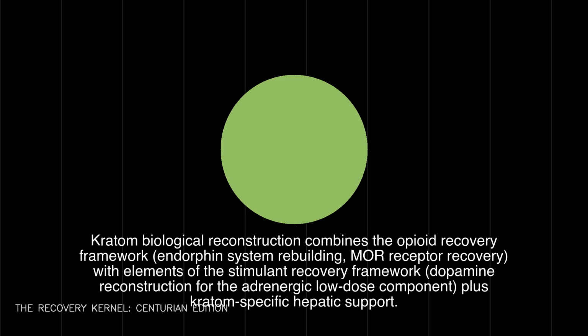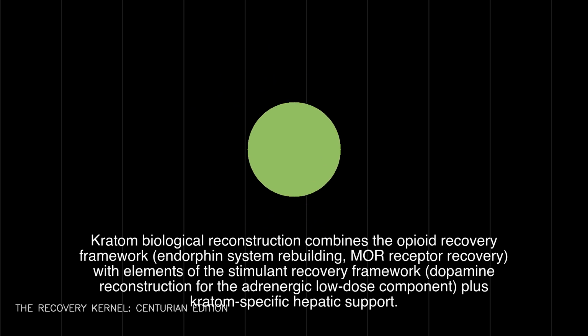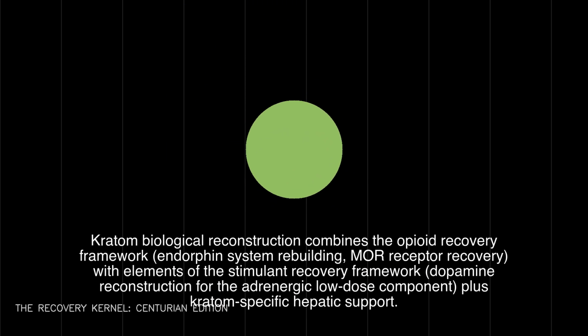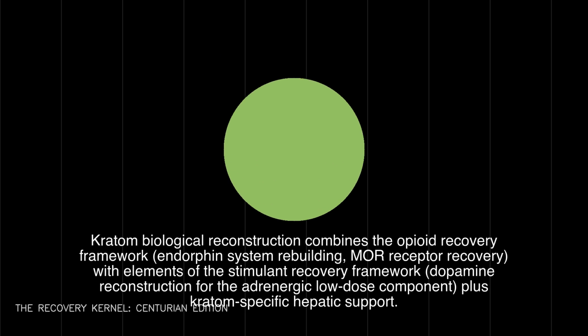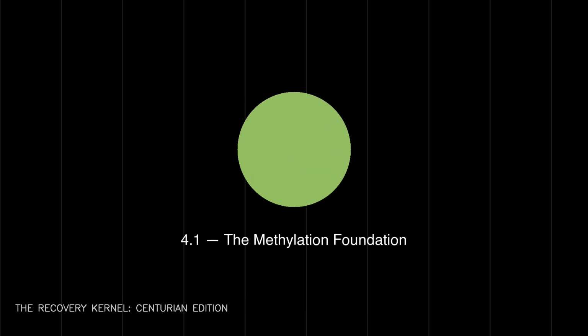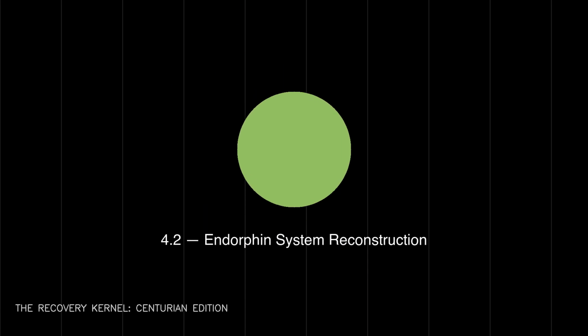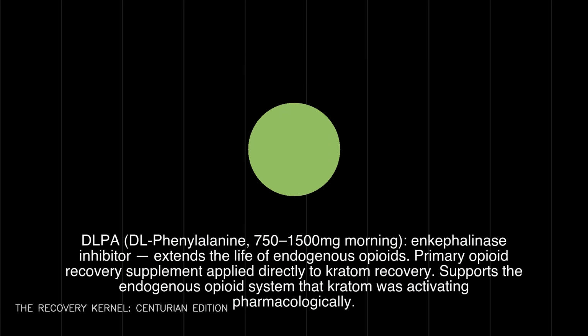DLPA, D-L-phenylalanine, 750 to 1,500 mg morning, enkephalinase inhibitor, extends the life of endogenous opioids. Primary opioid recovery supplement applied directly to kratom recovery. Supports the endogenous opioid system that kratom was activating pharmacologically.